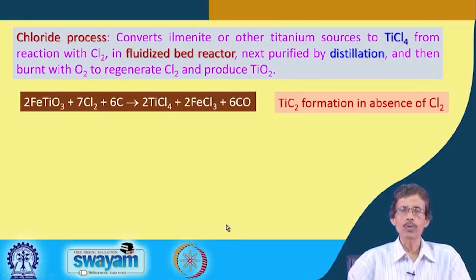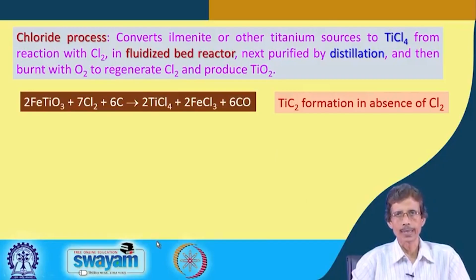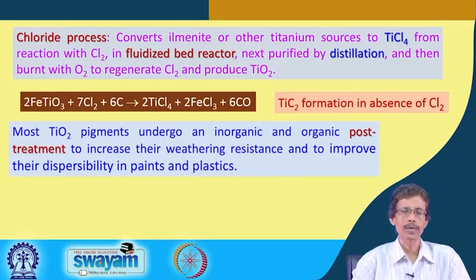So, together chlorine will use that corresponding carbon, such that we can have both this titanium tetrachloride and ferric chloride, and those two can be separated by distillation. So, you can have that once you get this.